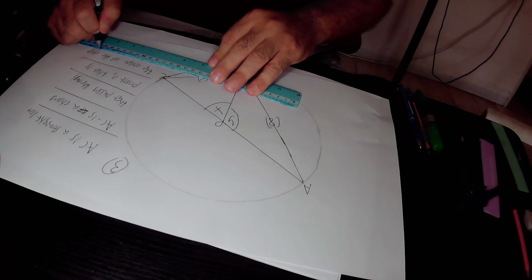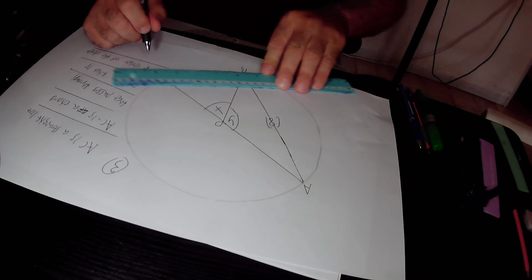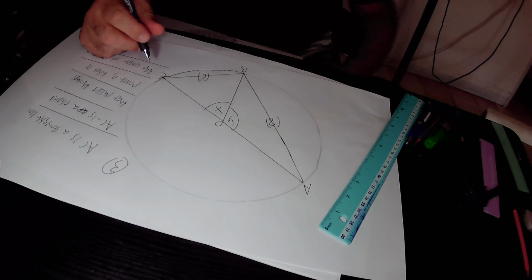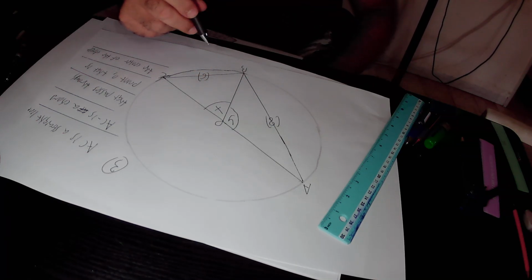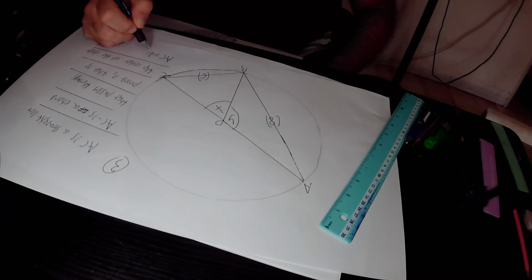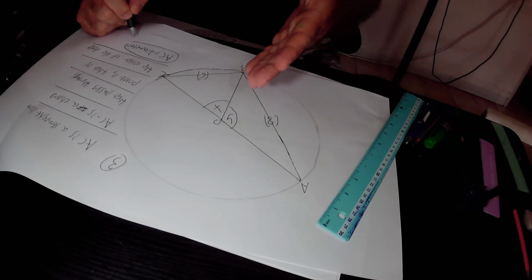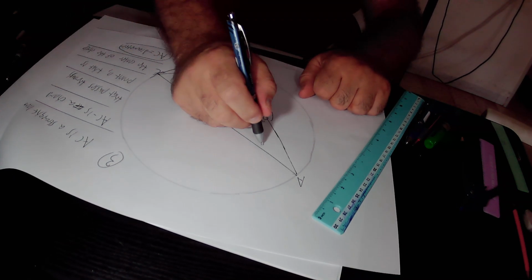And we know that any chord that passes through the center of the circle is defined as a diameter. Therefore, chord AC that passes from point O, that is the center of the circle, is the diameter of the circle. The diameter is twice as long as the radius. So if the radius of this circle is R, AC must be equal to 2R.